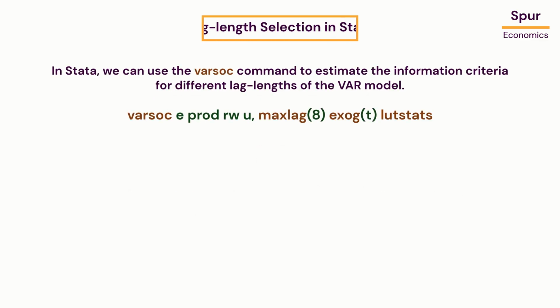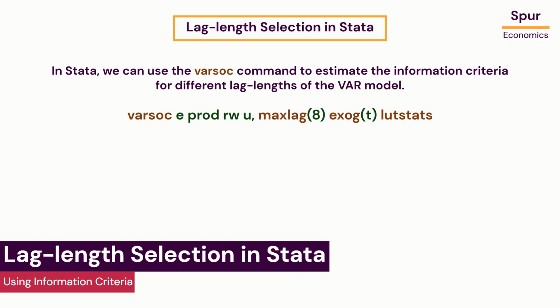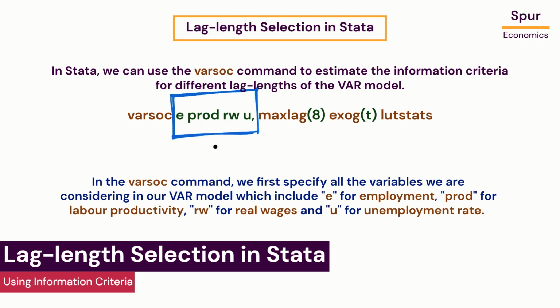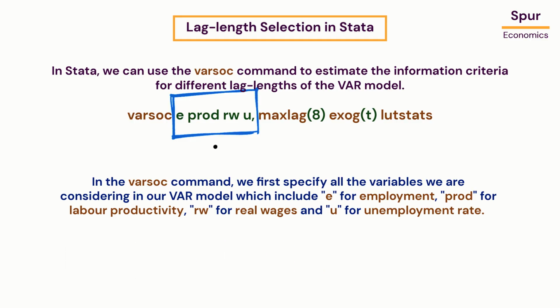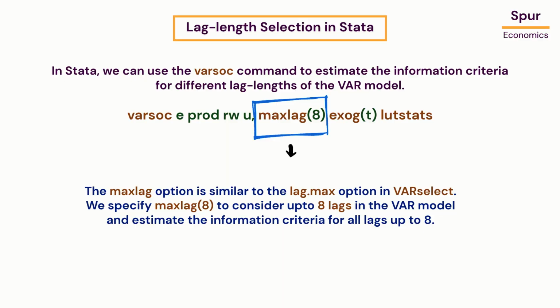In Stata, we can use the VARSOC command to estimate the information criteria for different lag lengths of the VAR model. In the VARSOC command, we first specify all the variables we are considering in our VAR model, which include E for employment, PROD for labor productivity, RW for real wages, and U for unemployment rate. The maxlag option is similar to the lag.max option in VARSelect. We specify maxlag 8 to consider up to 8 lags in the VAR model and estimate the information criteria for all lags up to 8.